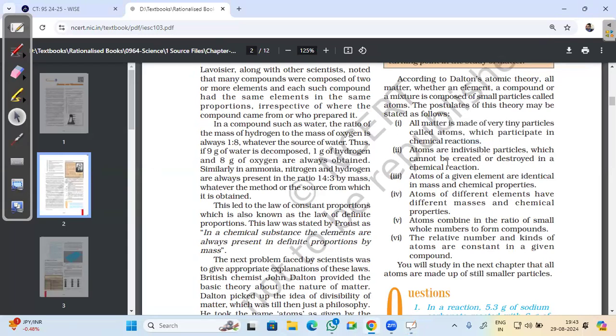All matter, everything around us, is made up of very tiny particles. The second point is, atoms are individual particles which cannot be created or destroyed in a chemical reaction. So in a chemical reaction, atoms cannot be created or destroyed.